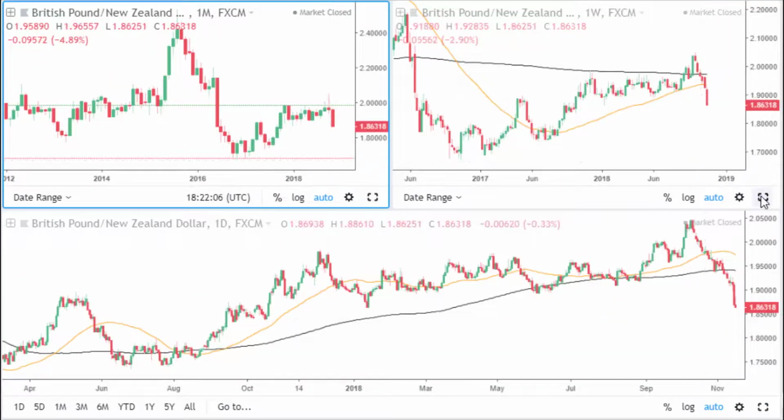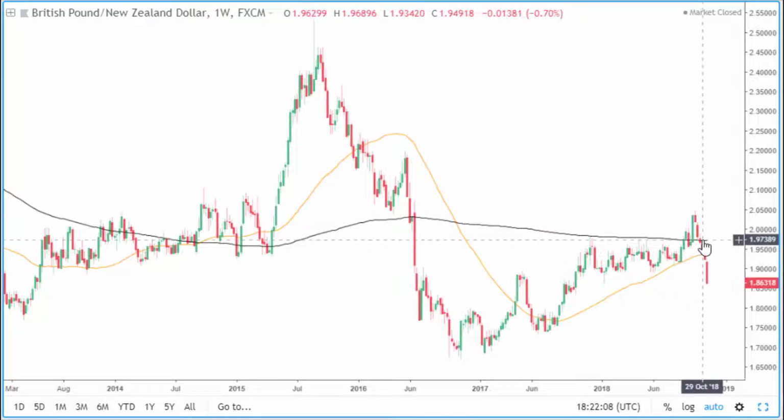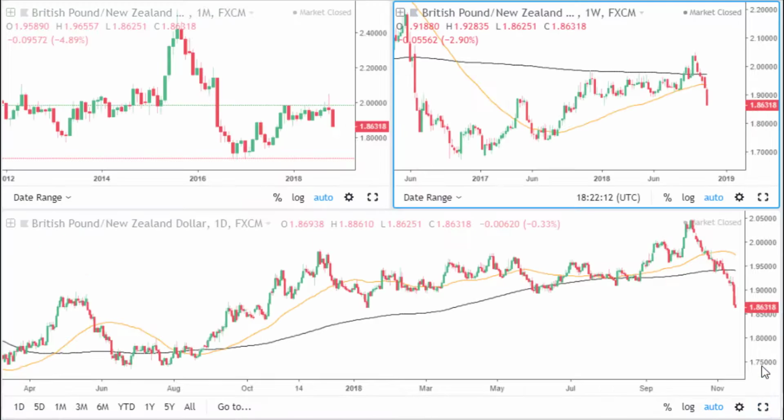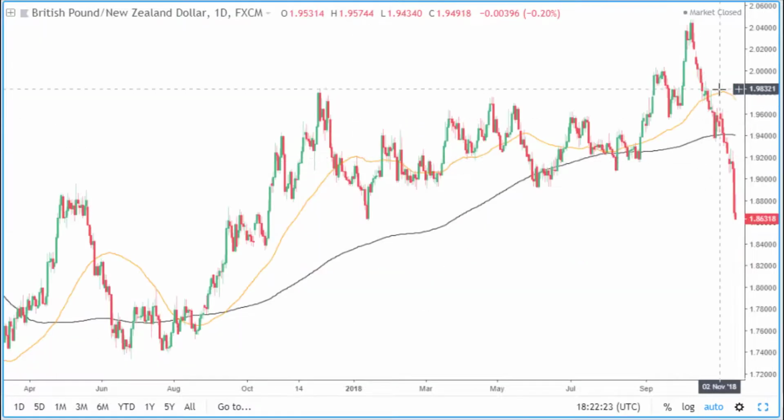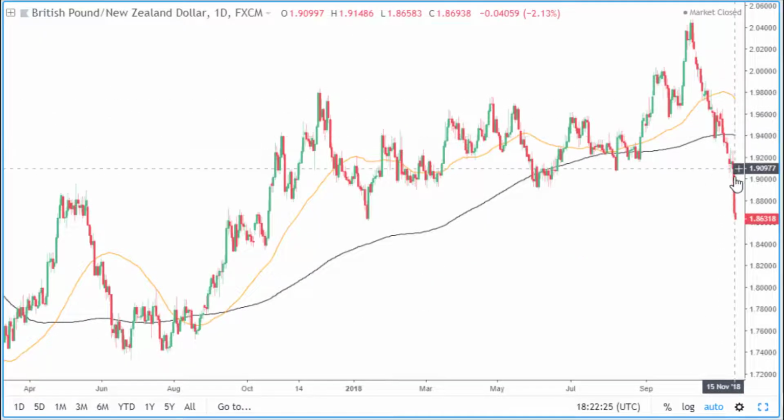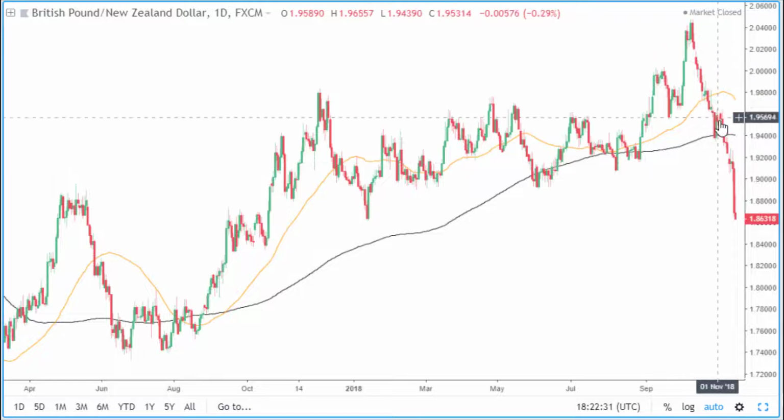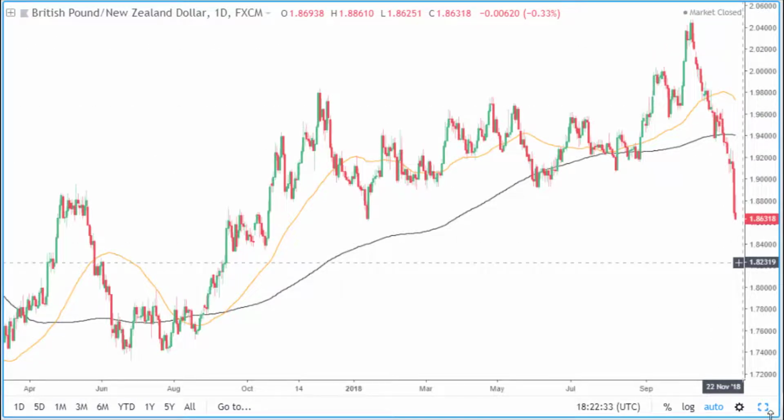On the weekly time frame, price is currently below the 50 and 200 simple moving average. And if we go down to the daily time frame, price is also below the 50 and 200 simple moving averages. So we only want to look for shorting opportunities on this forex pair.